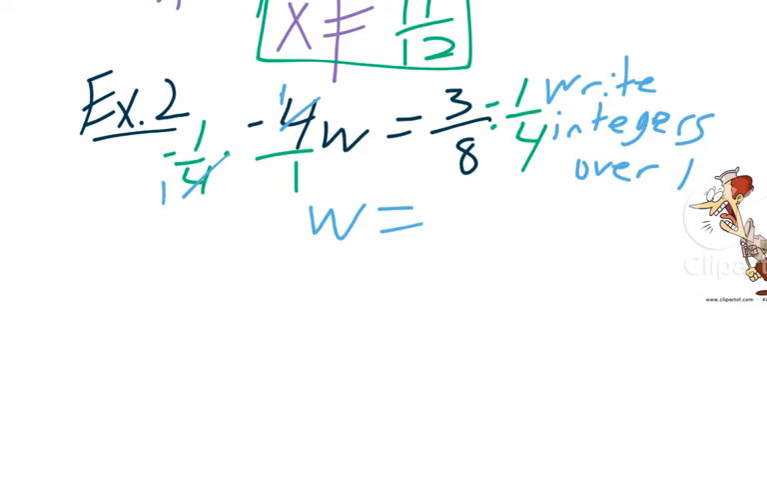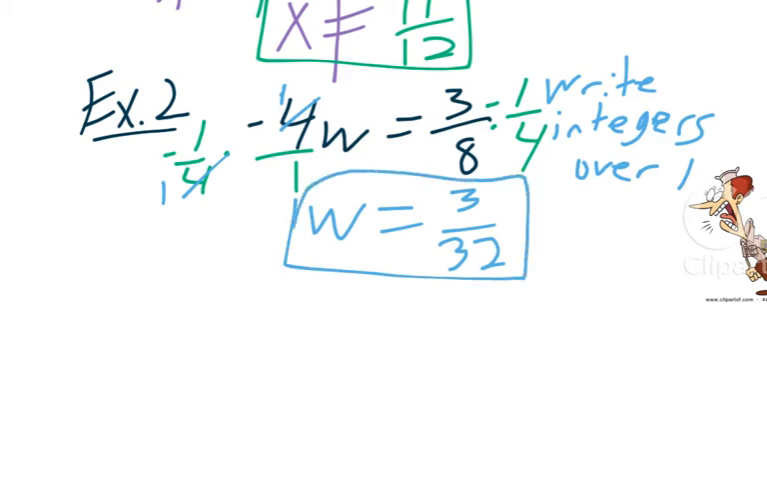Well, let's look for top and bottom numbers that have common factors. So 1 and 4, 1 and 8, nothing in common other than 1. 3 and 8, 3 and 4, nothing in common. So we'll just multiply across. And negative 3 times negative 1 gives me positive 3. And 8 times 4 gives me 32. So it's already reduced. And it would be 3/32.